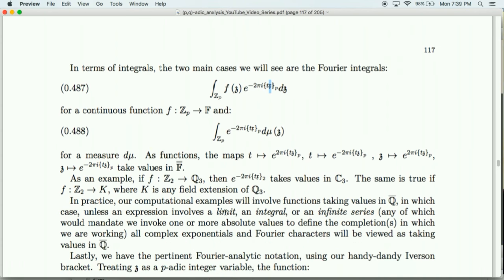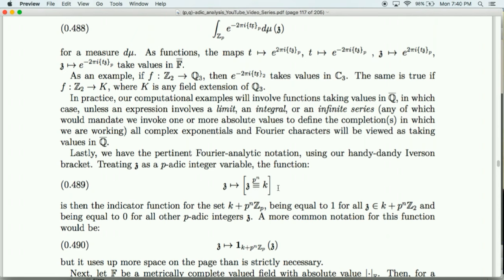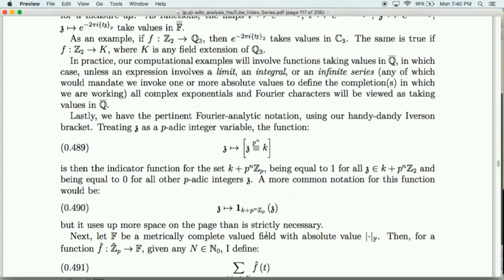In practice, our computations are going to involve working with functions in Q bar, the algebraic closure of Q, and then we only do finitely many operations until the very end, like we did in episode 1, where we take limits. Now, just a reminder, the almighty Iverson bracket. This is going to be 1 when the statement inside is true and 0 otherwise. This is 1 if z is congruent to k mod p to the n. So this is the indicator function for the set k plus p to the n Z_p. A more common notation for this function would be this. I want this notation to die. It is awful. It takes up more space than is necessary, and it makes things uglier.